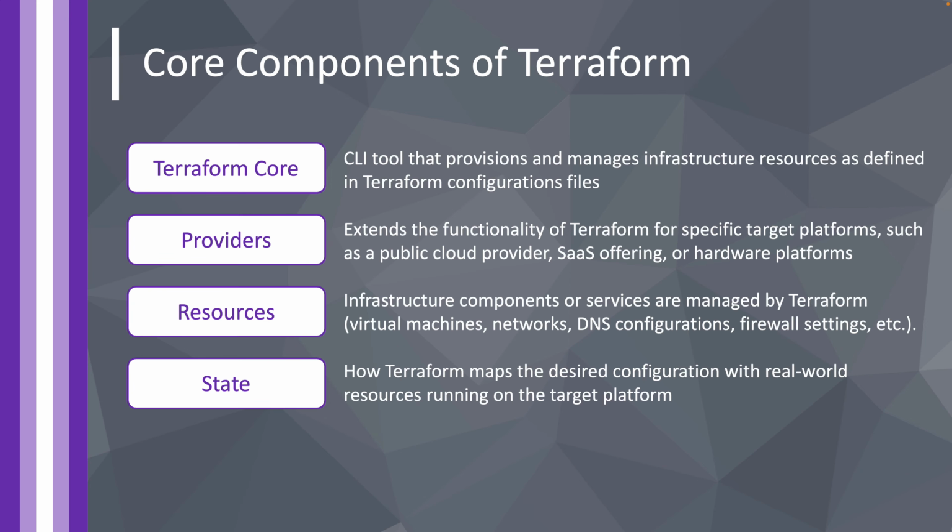Now let's talk about state. State is a very important component of Terraform, and it's how Terraform maps our desired configuration, meaning what we write inside of our code, with real-world resources that are running on our target platform. So say, for example, we create some Terraform that deploys a virtual machine on VMware, and then we use that Terraform to provision that resource. Well, state is going to map out, okay, I have the resource in my configuration file, and now I actually have a virtual machine running on VMware. State does that mapping between the two.